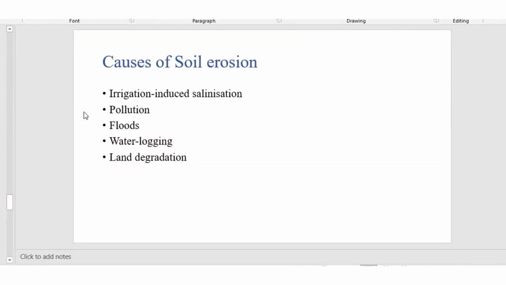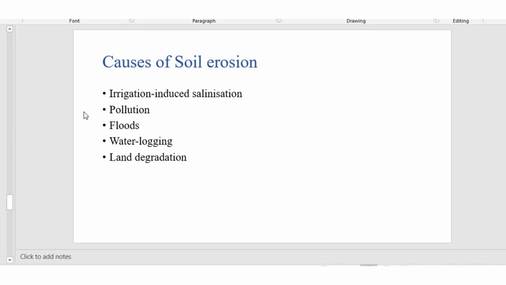Degradation of land in general is also responsible for soil erosion. So these are some factors, some causes of soil erosion. You can keep on adding all other factors, other causes of soil erosion also, like deforestation, which is the primary reason why soil erosion occurs. So you must know a couple of reasons which are responsible for erosion of soil.